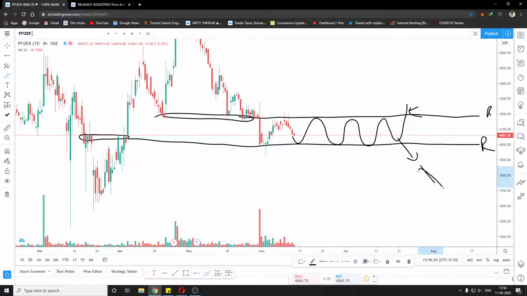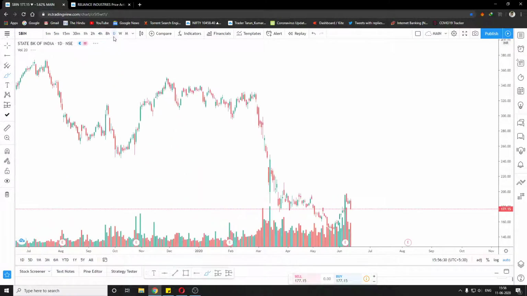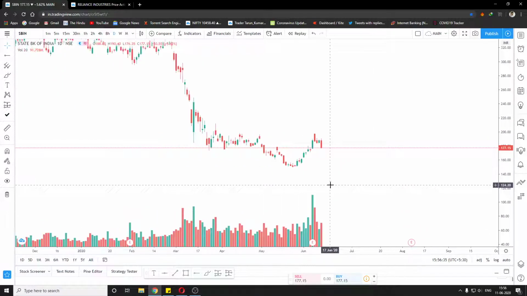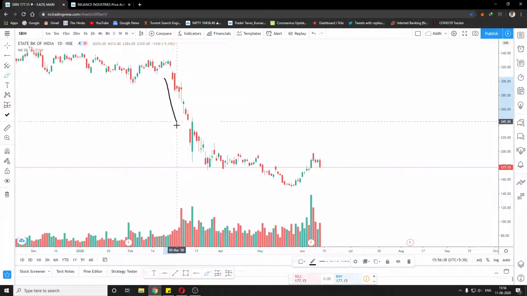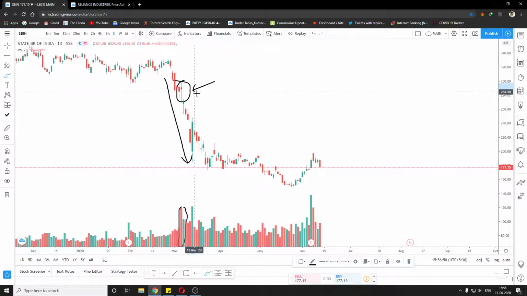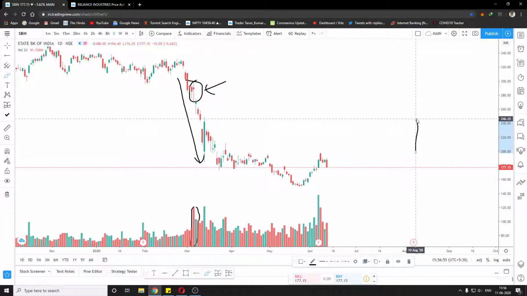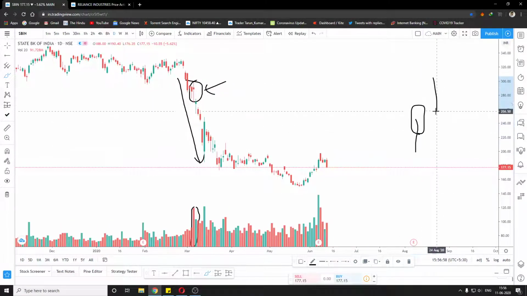The other share is SBI Bank. In this, we have a downfall. This is a big volume, which is represented by this candle, but it is of no significance as it is not in the support or resistance area. Remember that the importance of the wicks or the hammer or the inverted hammer candle is more near the support and resistance, and less in between the trend.